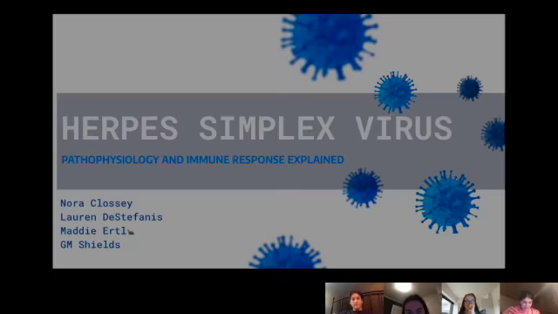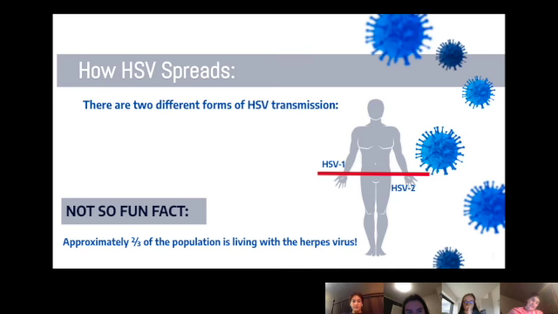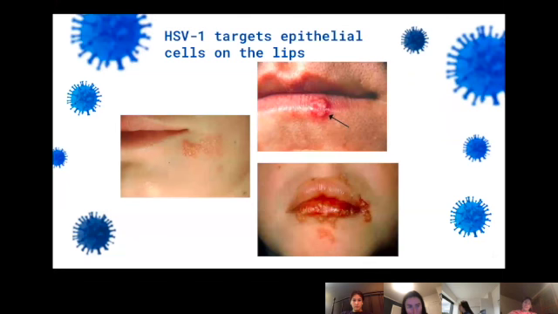So HSV spreads one of two ways, either skin-to-skin contact or sexual transmission. HSV1 is typically present above the waist, and HSV2 is typically present below the waist. Approximately two-thirds of the population is living with this cute little disease right here. It's super cute from the pictures.